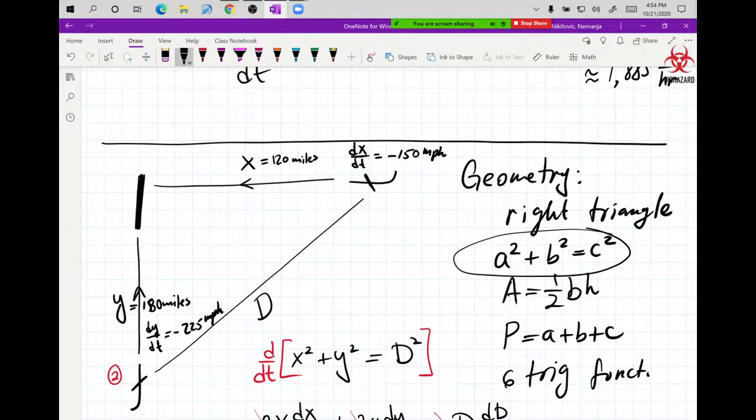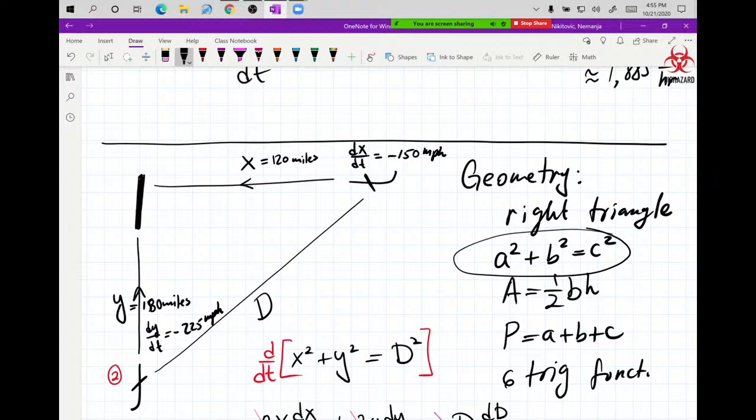Why are these negative? They're negative because the distance to the destination is decreasing. These airplanes are going towards the airport, and the distance between the airport and the airplane is decreasing. So both of those together are making the total distance d between them decrease at all times. So all of this decrease is making both of these numbers appear negative.